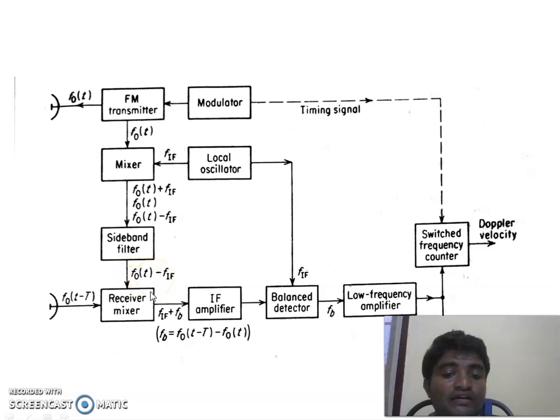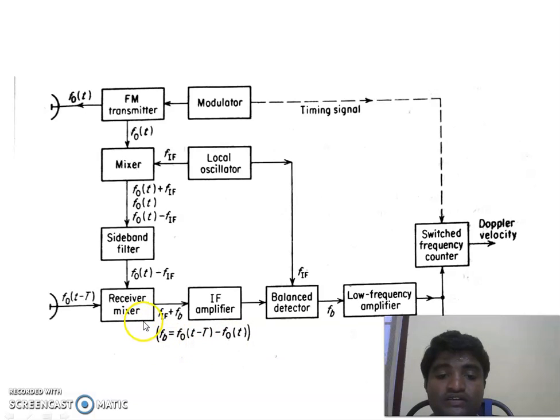And for the receiver mixer, we have two inputs. One is the echo signal. The echo signal is F0 of t minus tau, and the other one is the local oscillator signal. The local oscillator signal is F0 of t minus FIF, and the receiver mixer will generate the difference between these two frequencies. It will give FIF plus FB, where FB is the beat frequency, that is equal to F0 of t minus tau minus F0 of t. The echo signal frequency minus the transmitted signal frequency is nothing but the beat frequency.